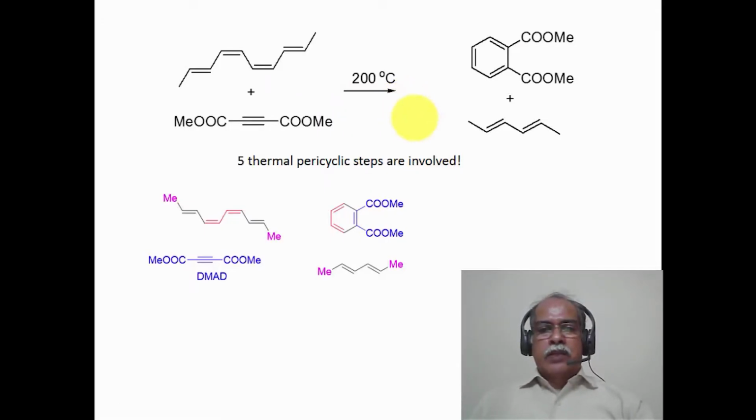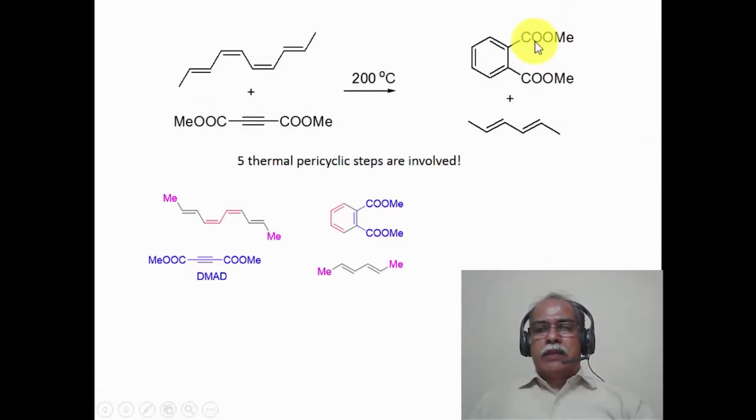Now here is a question: when this tetraene and the dimethylacetylene dicarboxylate are heated together at 200 degrees Celsius, the products formed are dimethyl phthalate and butadiene, which is dimethyl substituted butadiene. There are 5 pericyclic steps involved. This is a clue that is given in solving this problem. So one has to find out what kind of connectivity exists in the final product which arises from the fragments of this particular molecule.